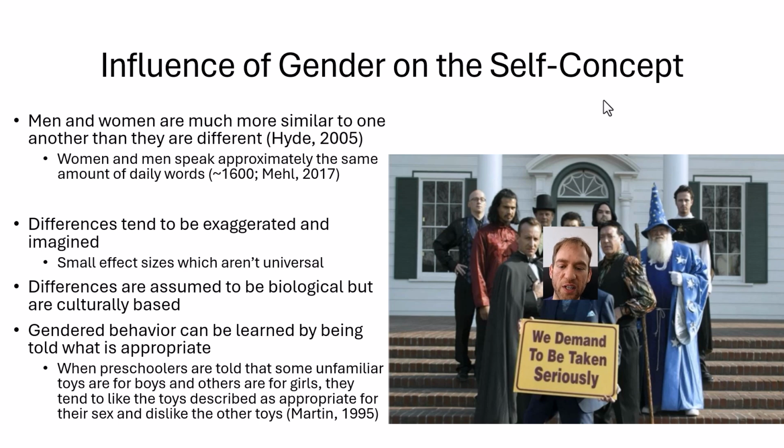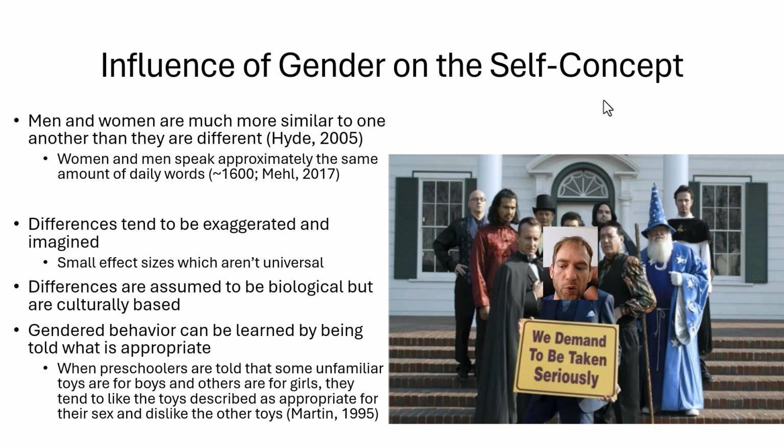This study from 1995 also demonstrates that with an ambiguous toy with no meaning to a preschooler at that time, if you tell a preschool boy that it is for boys, then the boys are more likely to play with it. If you tell the preschool girls that the toy is for girls, they're more likely to play with it.